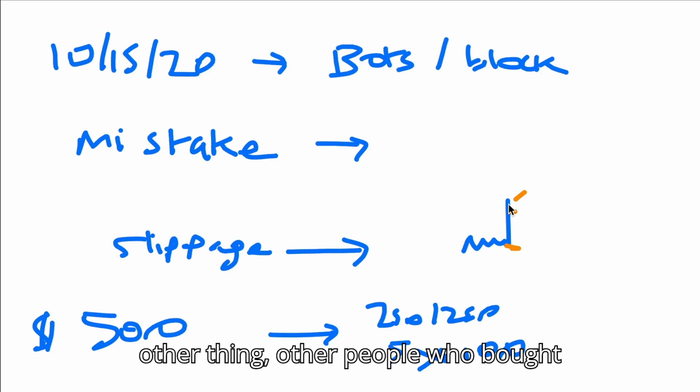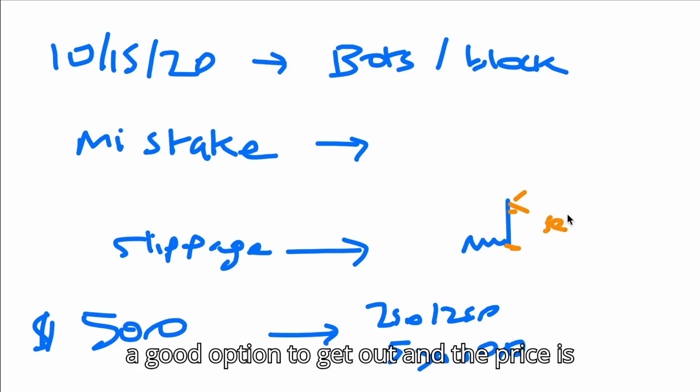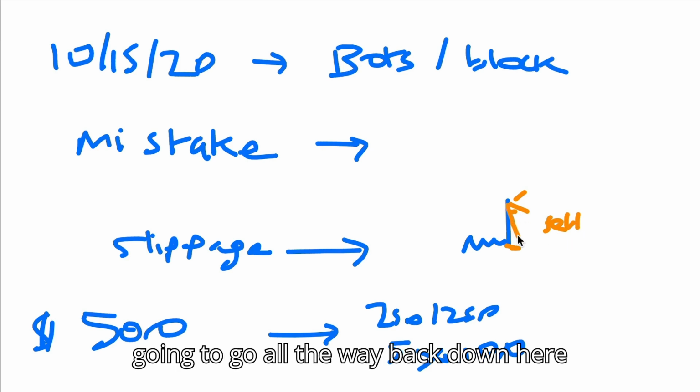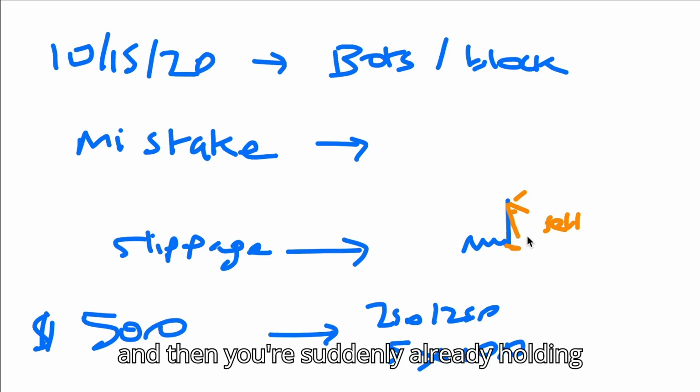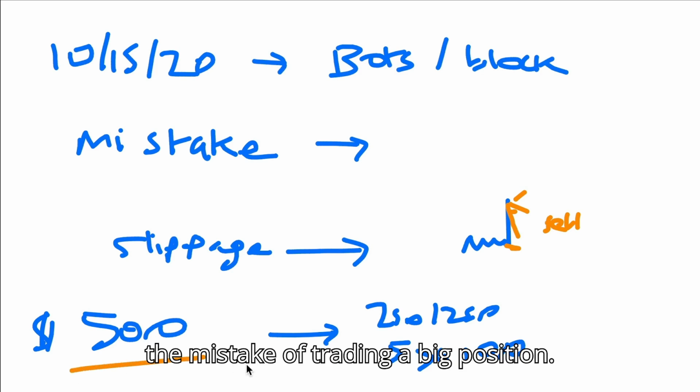And then the other thing, other people who bought here, bots and stuff like that, they're quickly going to sell because they've got a good option to get out. And the price is going to go all the way back down here. And then you're suddenly already holding a significant loss just because you made the mistake of trading a big position.